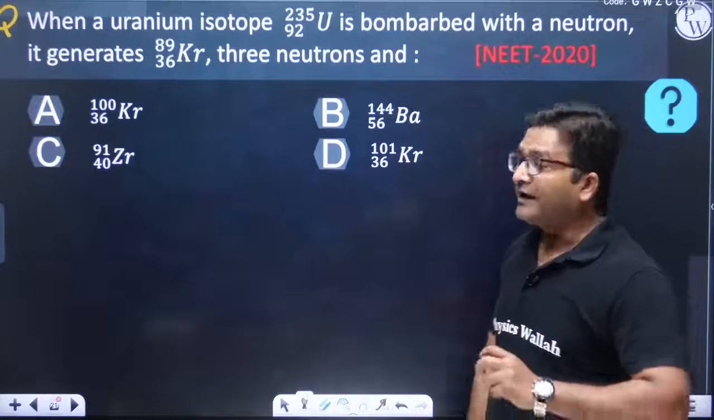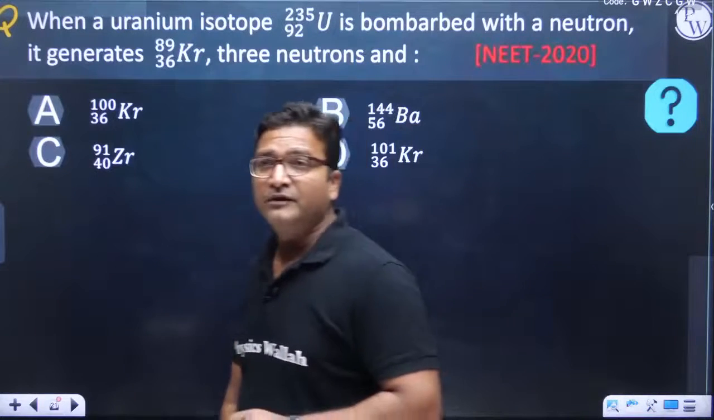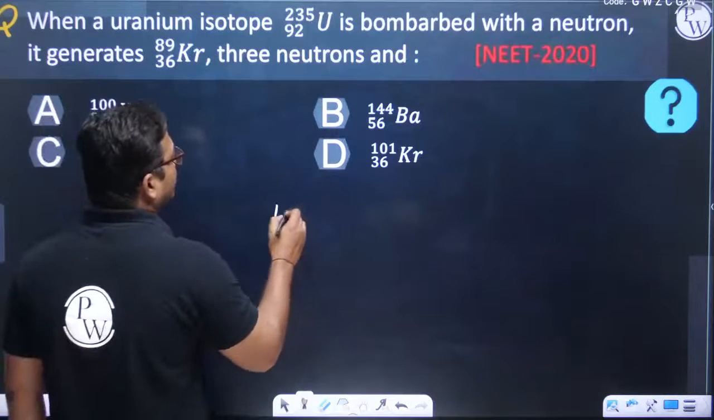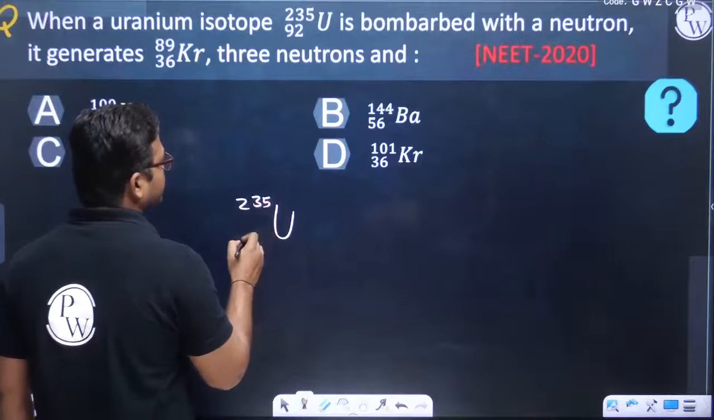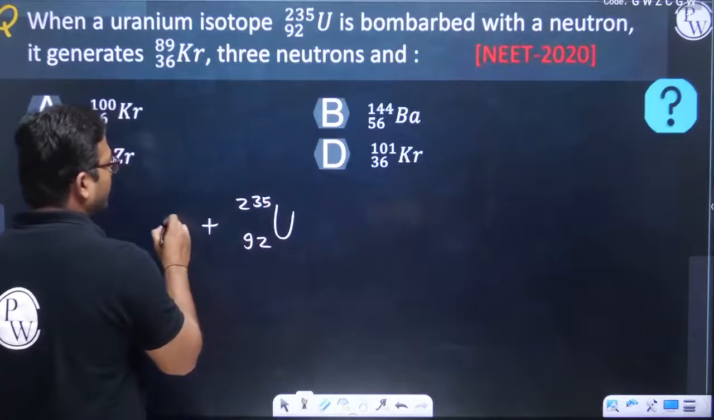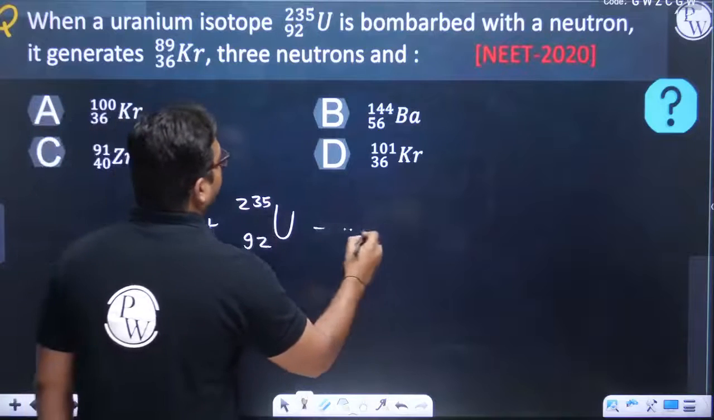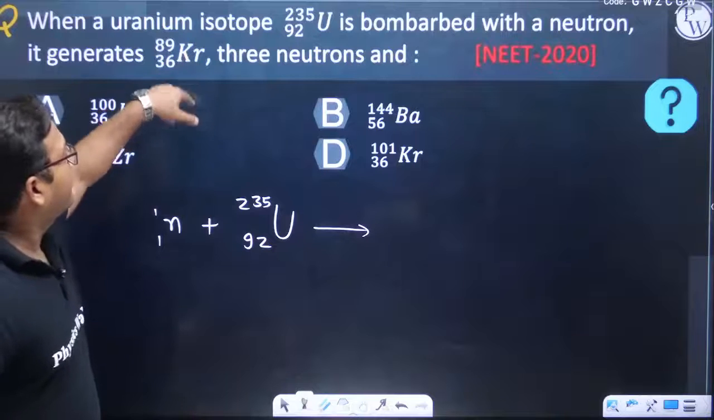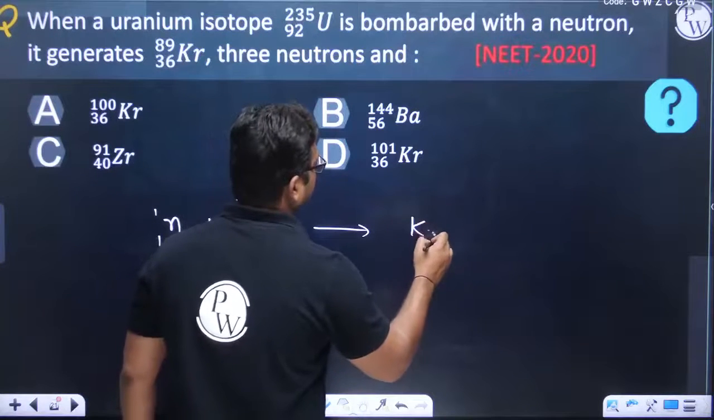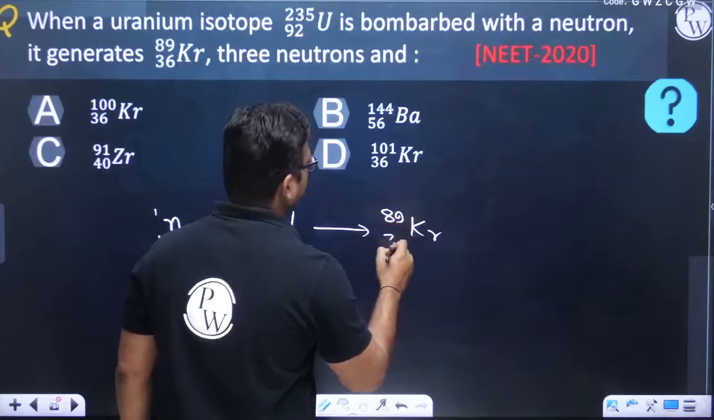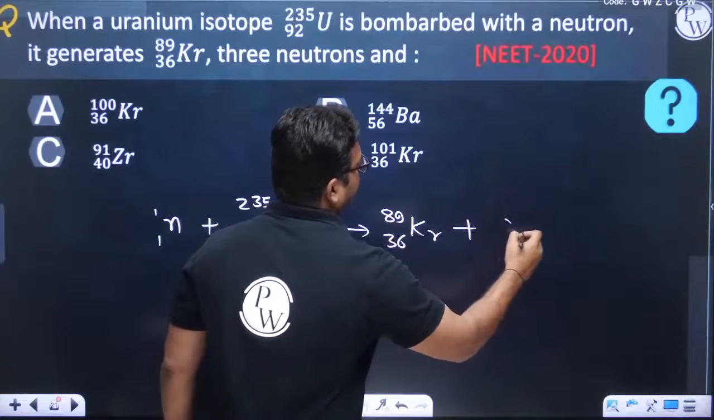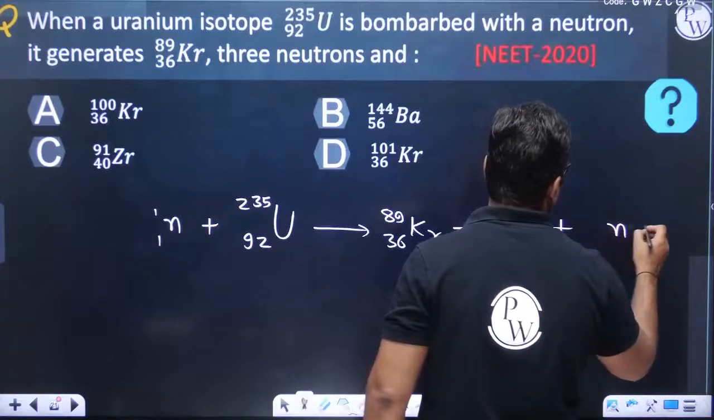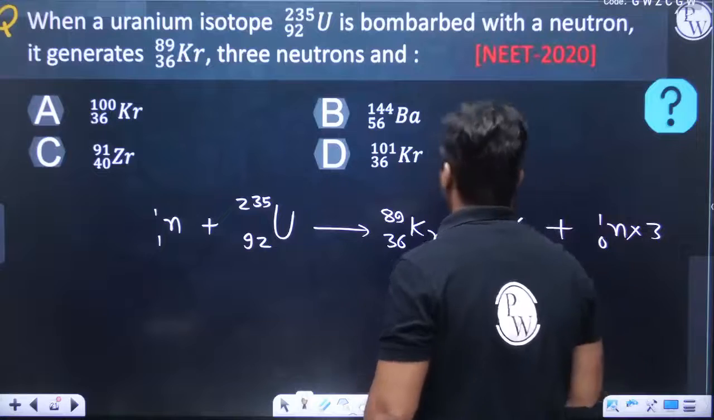Here we have a uranium isotope 235, 92 and it is bombarded with a neutron. So U-235, 92 is bombarded with a neutron and then it generates this particle Kr 89, 36, another particle say X and 3 neutrons. So 3 neutrons means 3 times 0, 1.